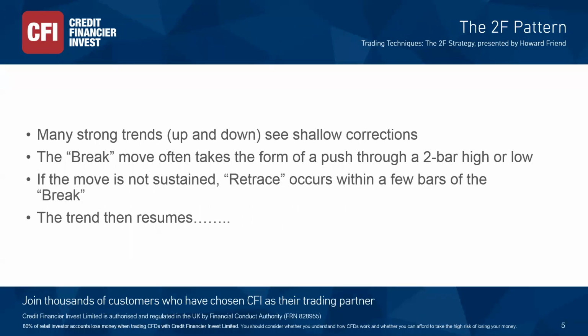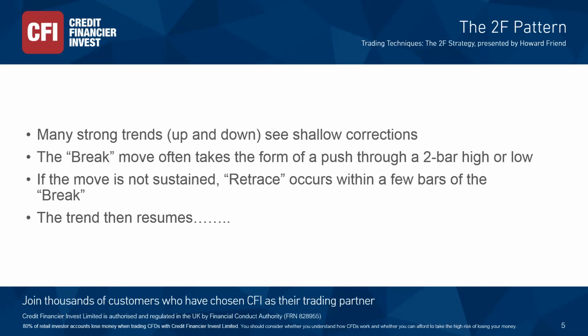So, as I say, many strong trends, both up and down, tend to see these shallow corrections. So if we go back to thinking about break and retrace, the trap, the break will take the form of pushing through, and this is a buy example, pushing through a 2-day low. And if the move is not sustained, we get the retrace to the upside within a few bars, and then the uptrend resumes.